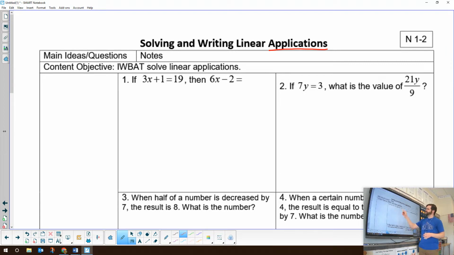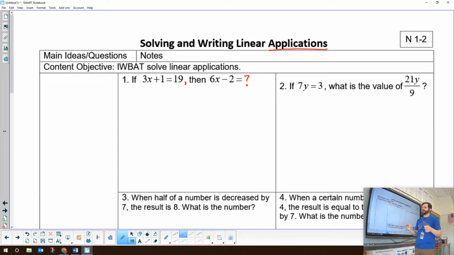Number one, we have 3x plus 1 equals 19. Okay, that's an equation to solve. But what I want you to understand today is look out for the commas. There's a comma right here, and it says then what is 6x minus 2? Well, essentially these are kind of two separate problems. It's asking you, what does 6x minus 2 equal? Just like I could ask you, what does x equal? I could then say, what does 6 times x minus 2 equal?